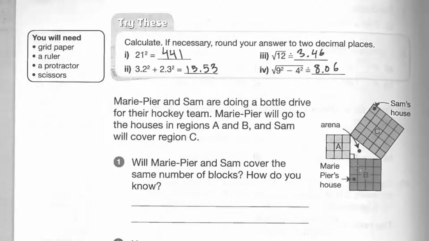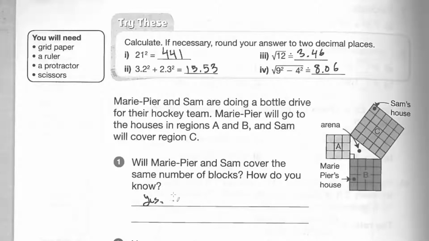5, 6, 7, 8, 9, 10, 11, 12, 13, 14, 15, 16, 17, 18, 19, 20, 21, 22, 23, 24, 25. I've miscounted somewhere. 9 plus 16, 25. And Sam, we've got a 5 by 5. I really should have just done it that way. So we have 3 by 3, which is 9, 4 by 4, which is 16. 9 plus 16 is equal to 25. Sam here has a 5 by 5 block group, which is also 25. So they're both going to cover 25 blocks.